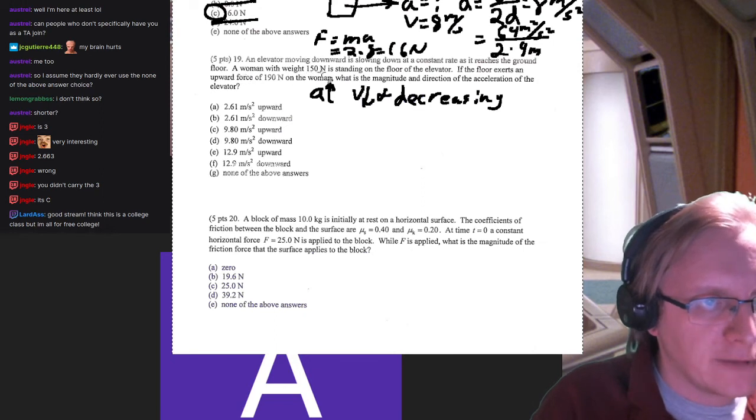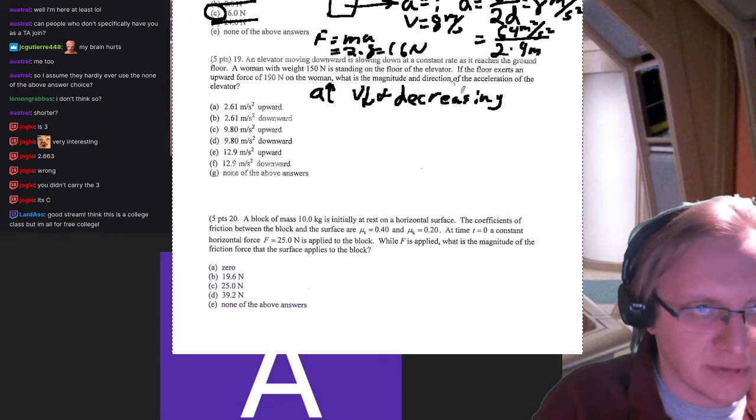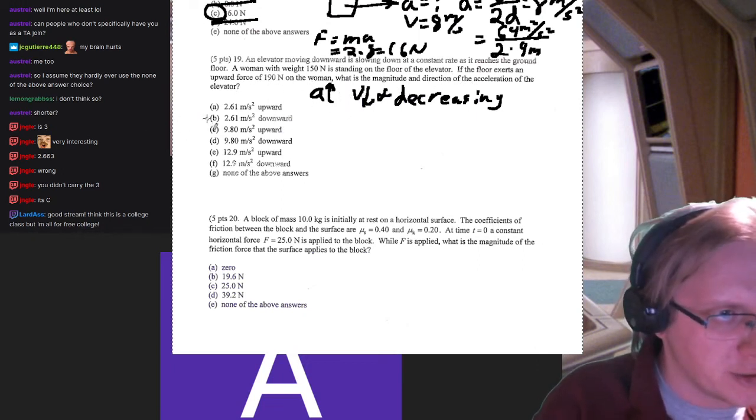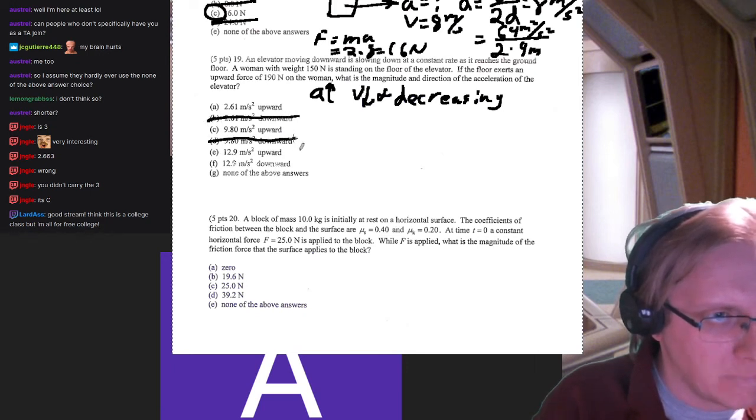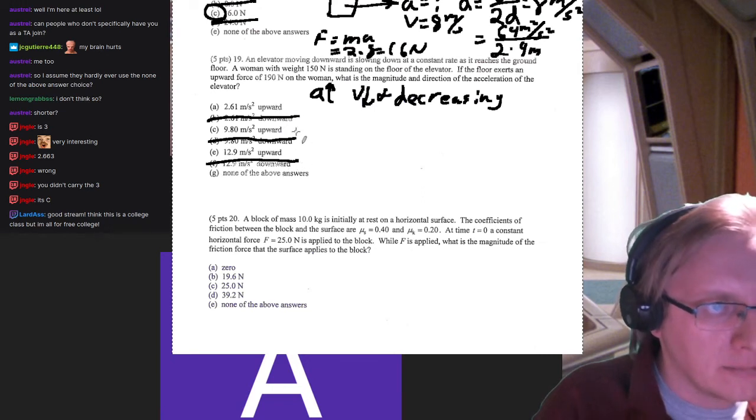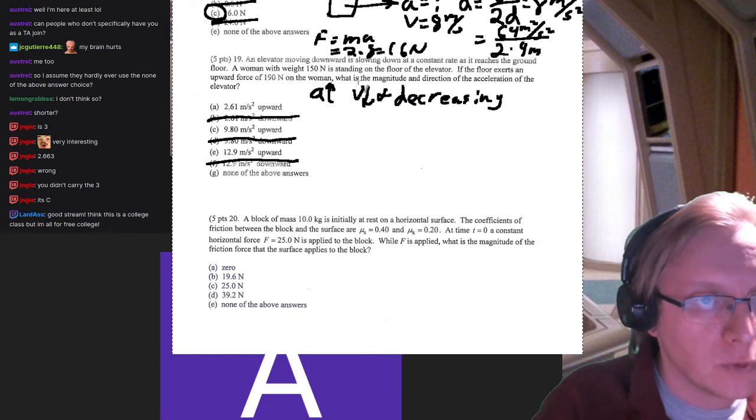A woman with a weight of 150 newtons is standing on the floor of the elevator. If the floor exerts an upward force of 190 newtons on the woman, what is the magnitude and direction of the acceleration of the elevator? Well, I got the upwards from all of the English, so we can immediately strike out all the downwards. Straight up. Going away. What is the magnitude and direction of the acceleration of the elevator?